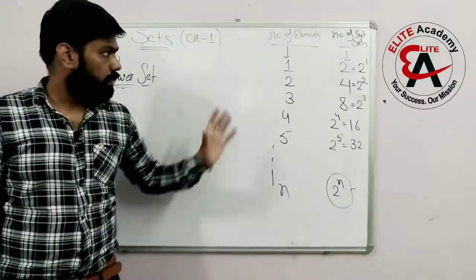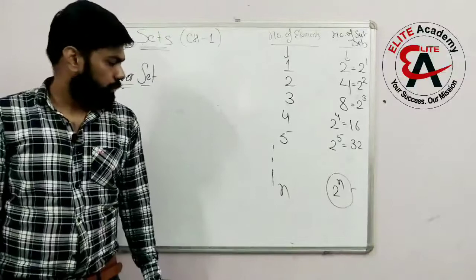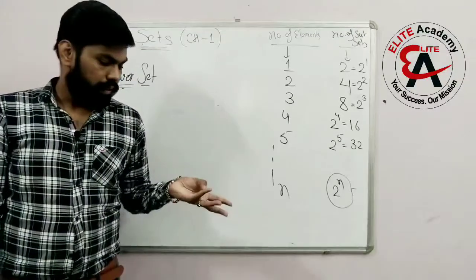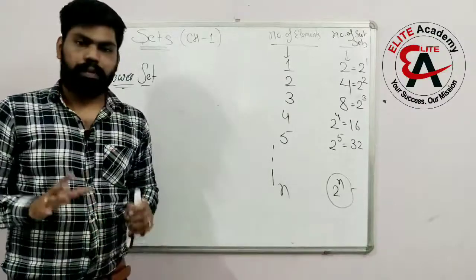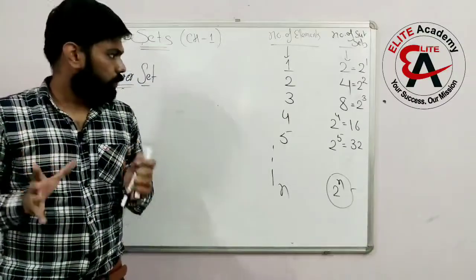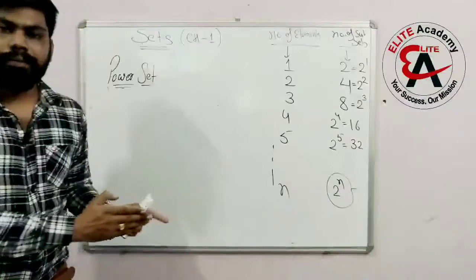What is a power set? How to write the power set? How to find the number of subsets and all? Every set is a subset of itself. Everything is clear? Good.